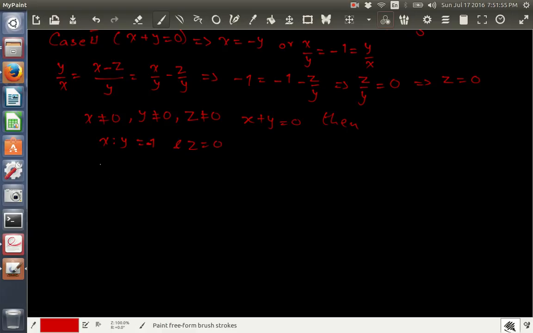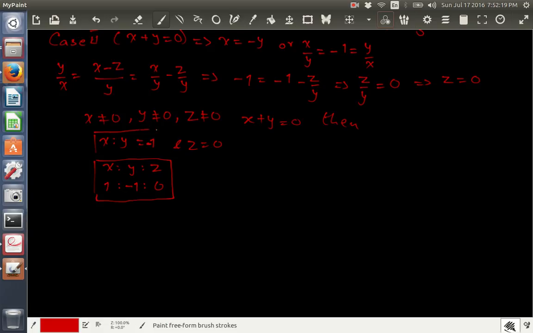I've seen that some people write this solution as x is to y is to z is equal to 1 is to minus 1 is to 0. I have a problem with this notation, because normally when we are using ratio, we do not employ the term 0, because this automatically implies that we are doing division by 0. So that is why I am writing it this way.